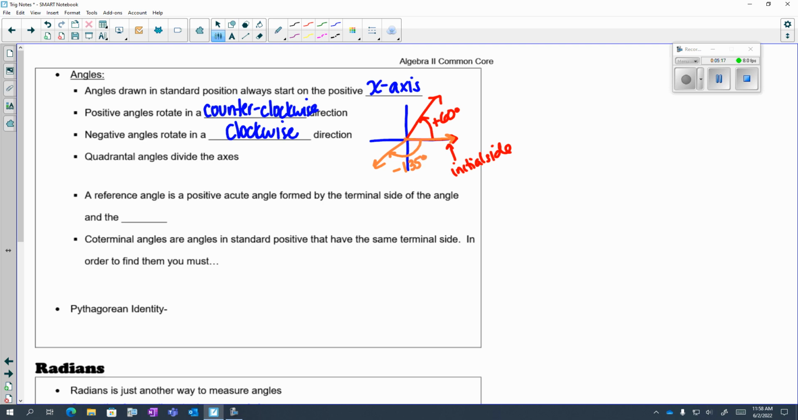Your quadrantal angles I briefly talked about with the unit circle. They divide the angles on your axes: 0, 90, 180, 270, and 360. A reference angle is a positive acute angle formed by the terminal side of the angle and the x-axis. We always go to the x-axis for anything. So we are always going to calculate using 180 or 360.